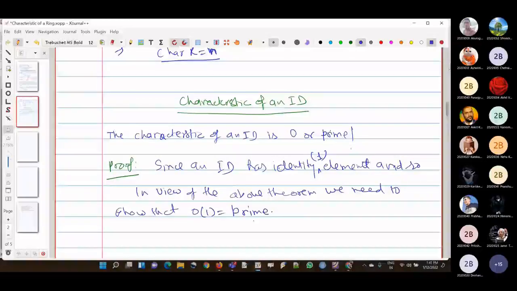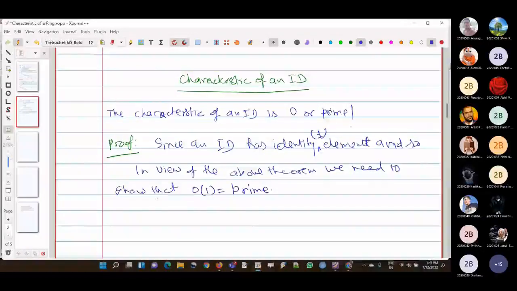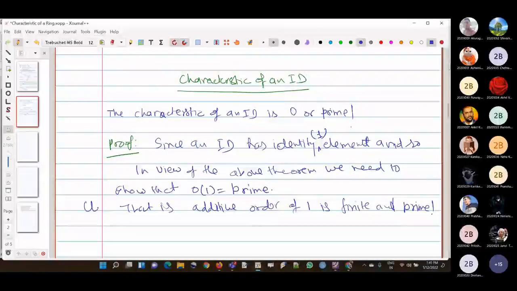That is, the additive order of 1 is finite and prime. We need to prove this, it is our claim. Because the above theorem says that it is either 0 or n, and that n has to be prime in case of an integral domain. That's all we need to prove.